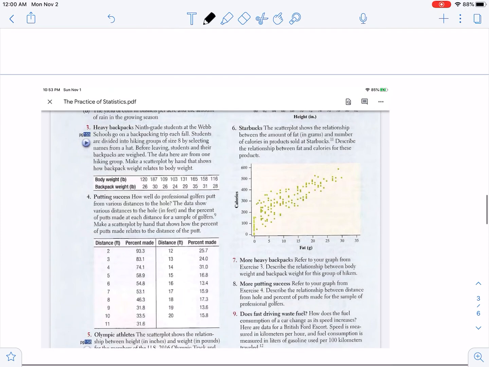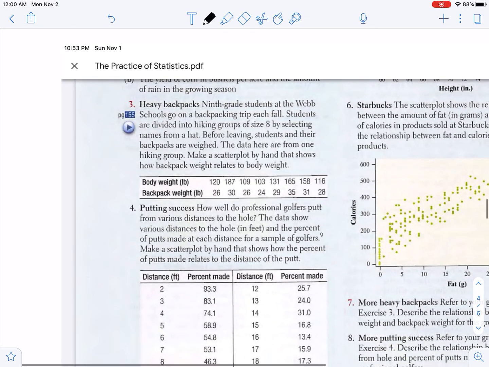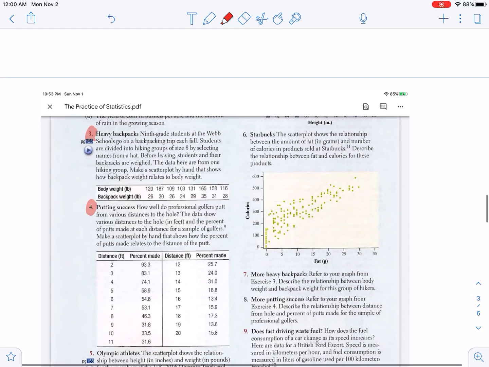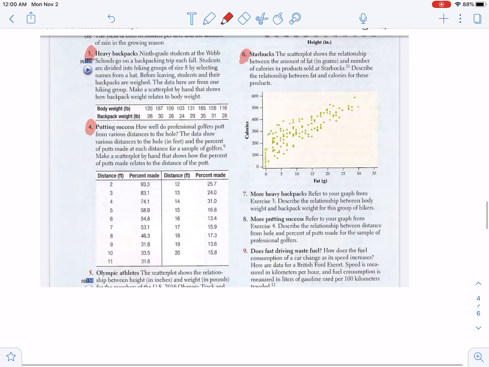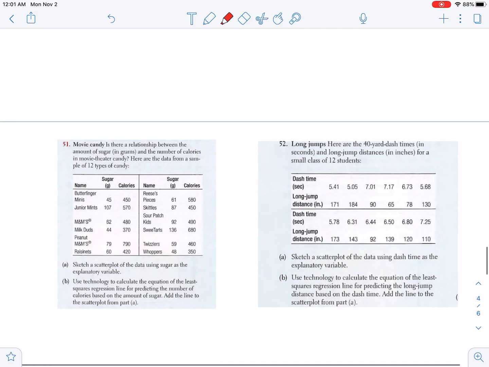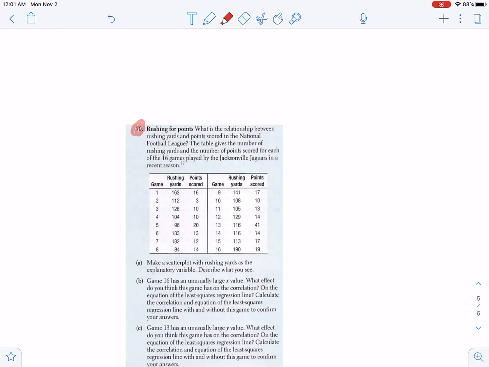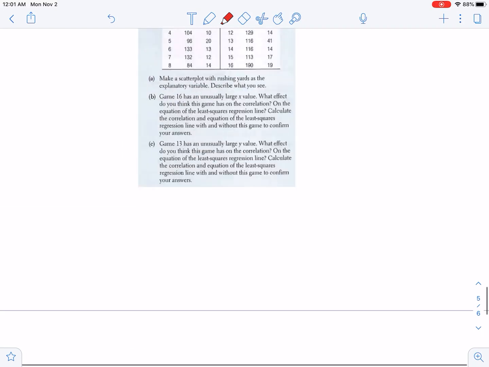Now, what do I want you to do for problems? I want you to do problems 3, 4, 6, and then that's it in that section. Over here, I want you to do all of 51, all of 52, and then all of 70. Should be some good practice for you.